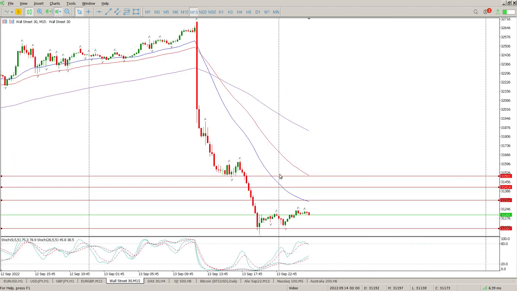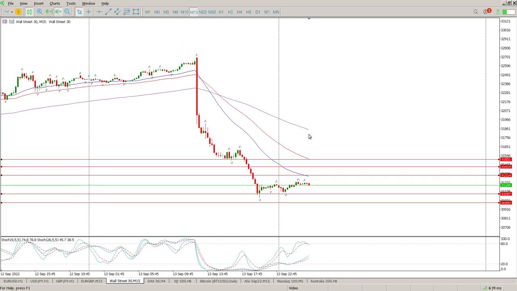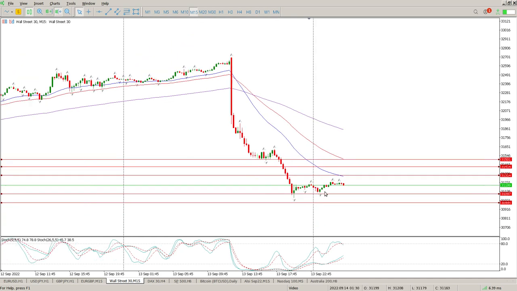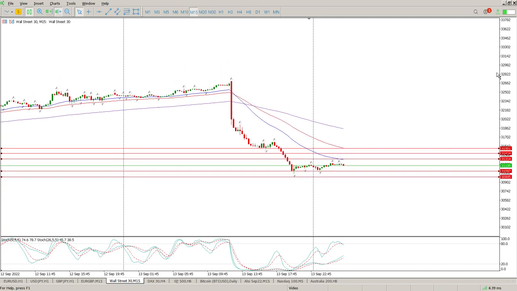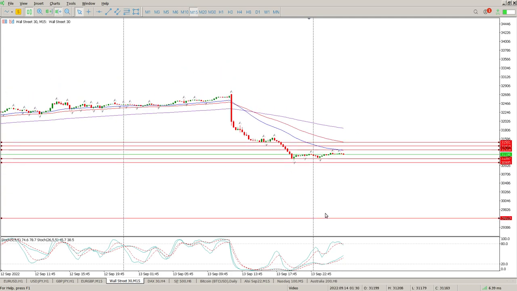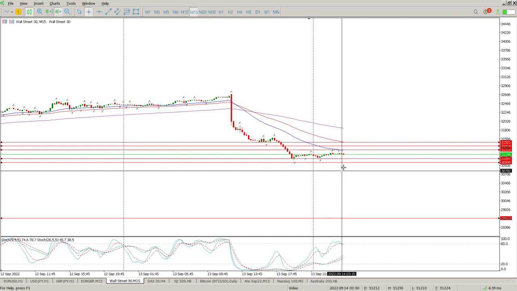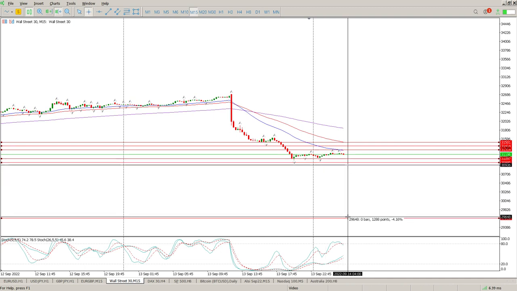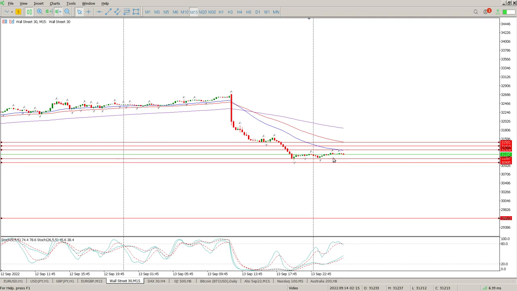Definitely paying very close attention to these areas here for a rejection, and we're looking for that rejection to break this area of support here at 30,000. And if we can get through that, look at the move that we have to the downside. So you're looking at another 4% move to the downside, another 1,300 points. So anyway, that's kind of my view at the moment.